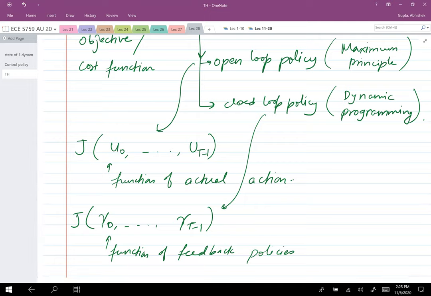Okay. A little bit of history. So the maximum principle was, I'm not sure whether it should be called invented or discovered. I don't know if mathematical theorems are discovered or invented. Does anyone know whether they are invented or discovered? Okay, let's just call it invented.